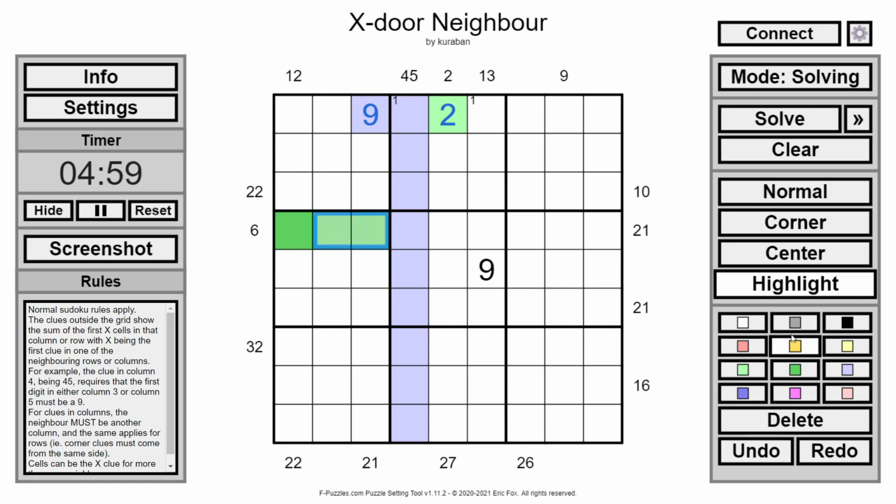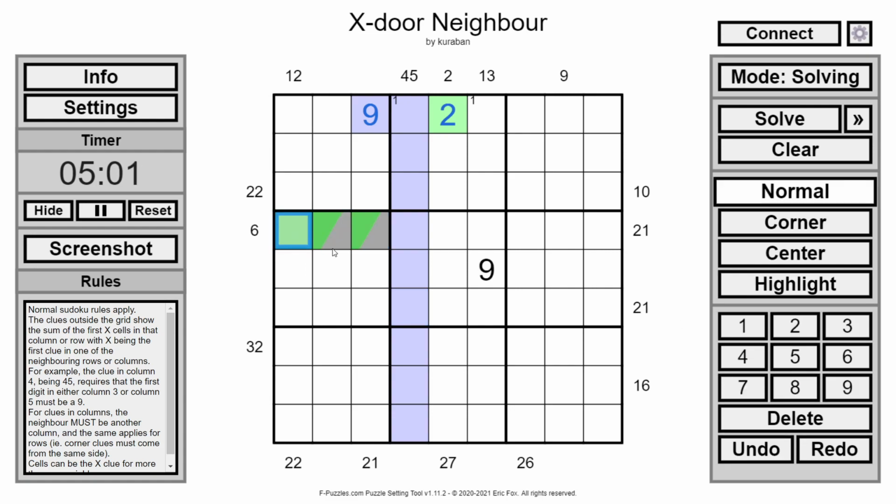Let's do it like this. It could be 1, 2, or 3. We could have a 6. We could have a pair that adds up to 6, like 2, 4. Or we could have 3 digits that add up to 6, 1, 2, 3. So one of these digits is 1, 2, or 3. That's not super helpful. But let's look at the opposite side.